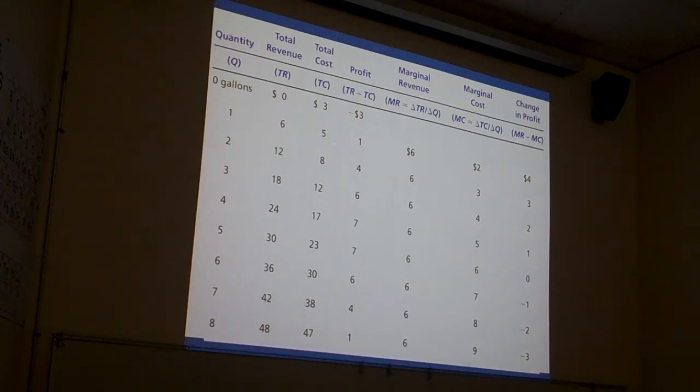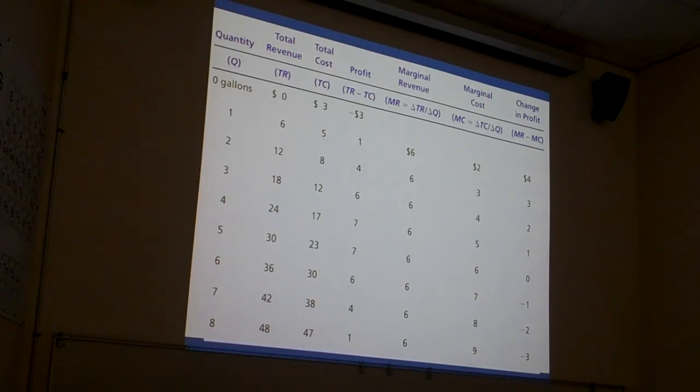All right. So our total revenue is $6. We sold one unit. It costs us $5 to make it. Our profit is $1. Everybody okay with that? Marginal revenue, remember, is what we got from selling one more unit. That's easy, $6. The marginal cost is the cost of making that next unit, just the difference between here and here. It went from 3 to 5, so it cost us $2 to make that unit.